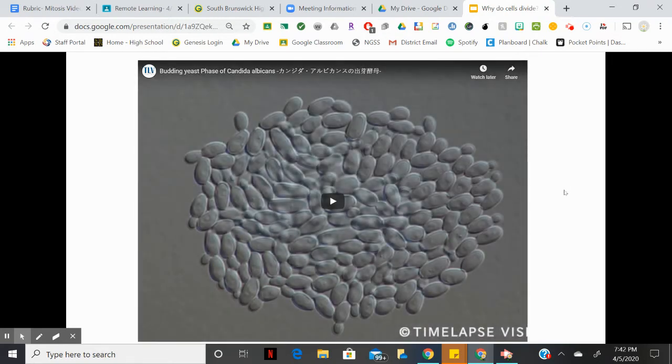And then the last is reproduction. So again, higher order multicellular organisms don't really use mitosis for reproduction.